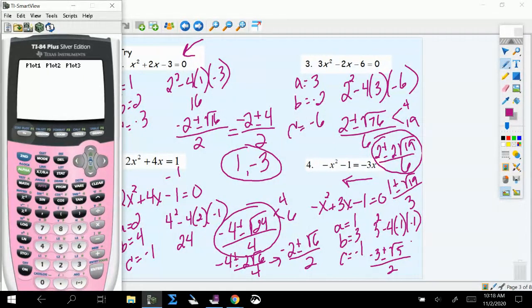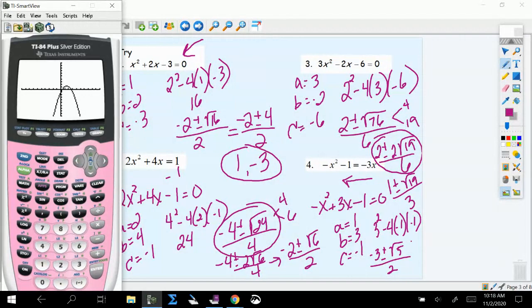And I could graph it on my calculator. I could type in -x squared plus 3x minus 1, and I will see that it crosses the x-axis twice, and both times are pretty close to each other, and that would give me my 2 answers.